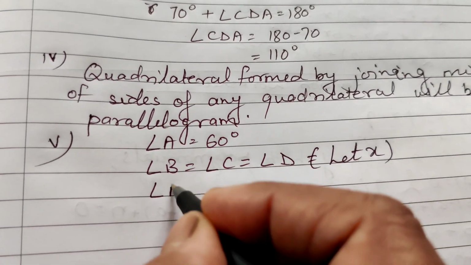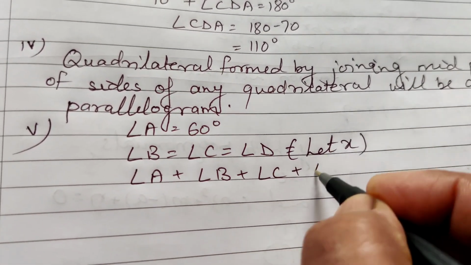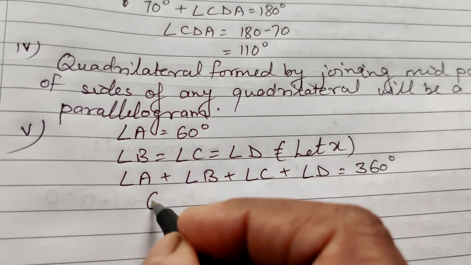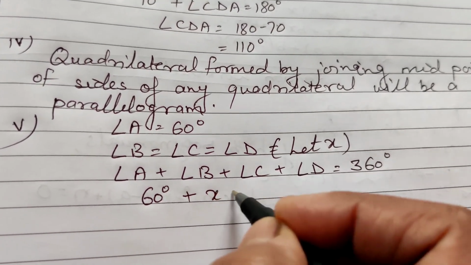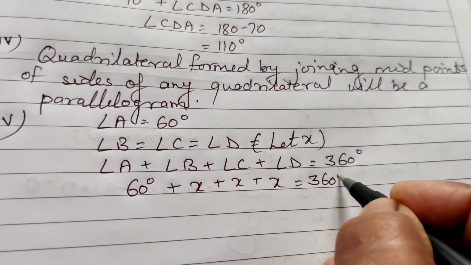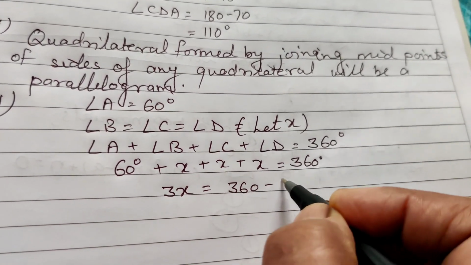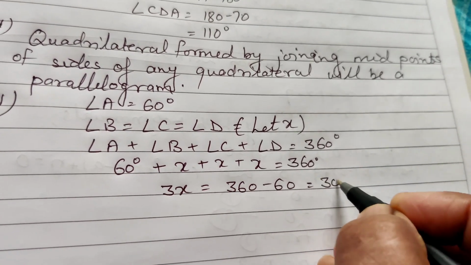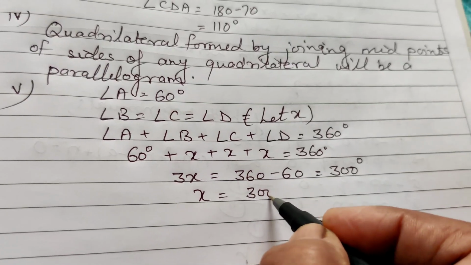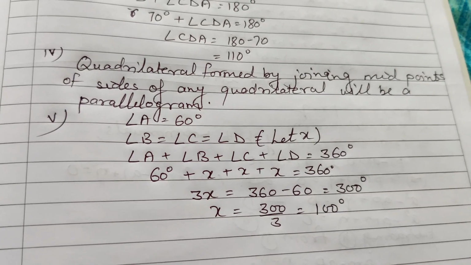So we know that the sum of all four angles of a quadrilateral is equal to 360 degree. The angle A is 60 degree and B plus C plus D equal to 360. 3x equal to 360 minus 60, 300 degree. It means each angle equal to 300 by 3 equal to 100 degree. Okay.